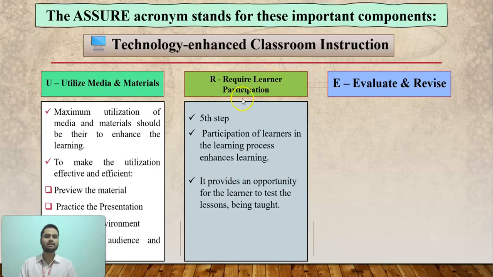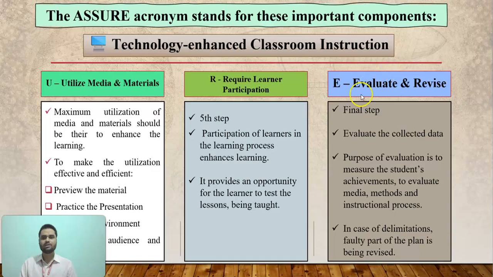Now, Require learners' participation. It is the 5th step, which encourages participation of learners in the learning process to enhance learning. It provides an opportunity for the learner to test the lessons being taught. E, as we see in the ADDIE model also, E is the last step. Here in the Assure model, E is also the last step, which is Evaluate and Revise. The final step is to evaluate the collected data. The purpose of this evaluation is to measure the student's achievement and to evaluate media, methods, and the instructional process. In case of deficiencies, faulty parts of the plan are revised.